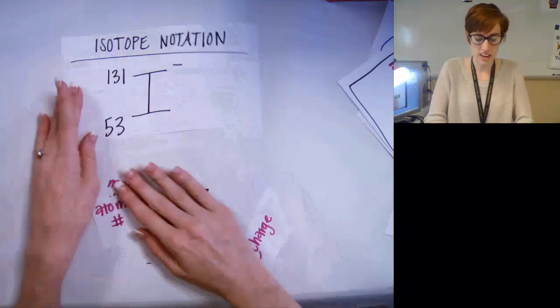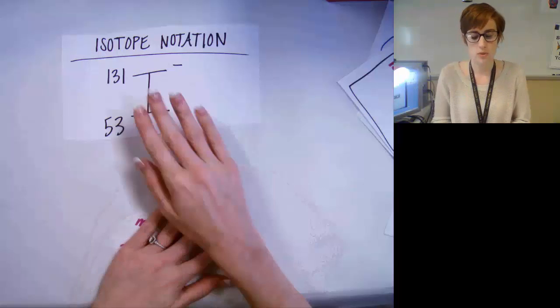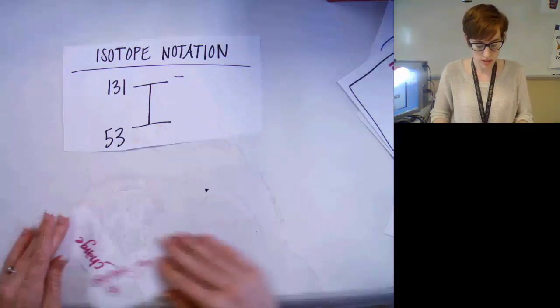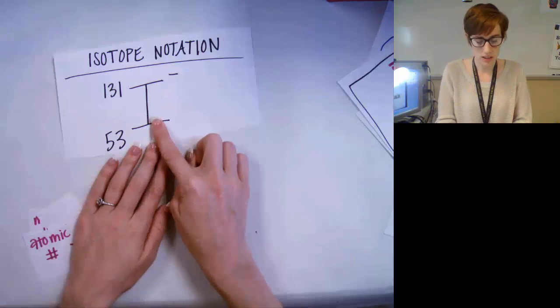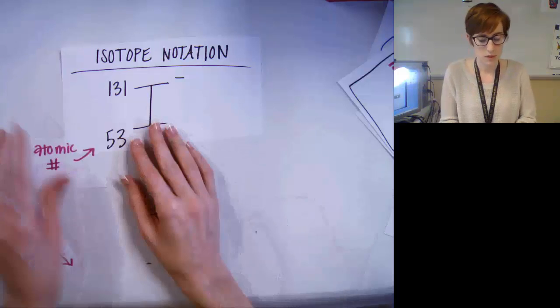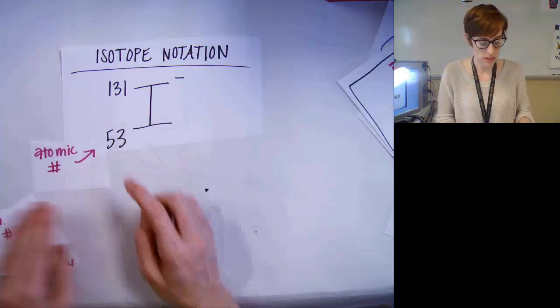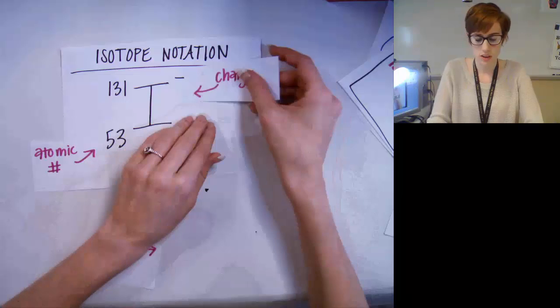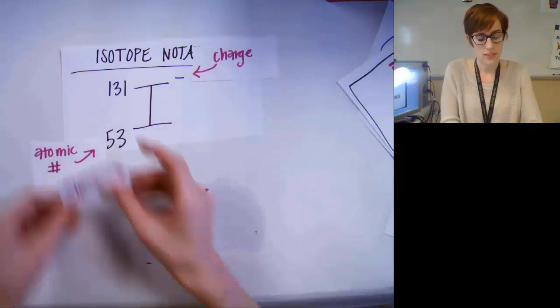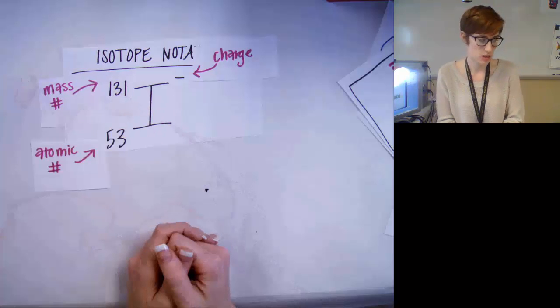How do we write an isotope? This is what's called isotope notation. Isotope notation is when you put the symbol of the atom right here, the atomic number of the element goes on the bottom left-hand corner, the charge of the element goes in the top right-hand corner, and the mass number goes on the top left-hand corner.